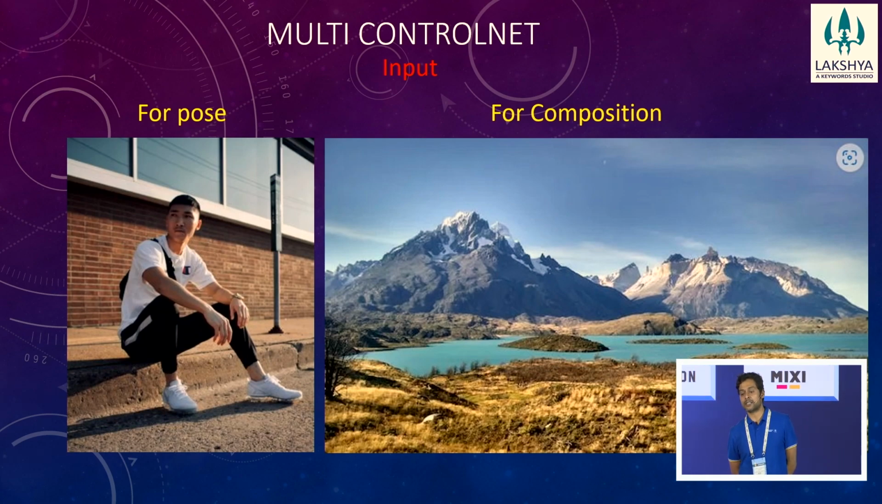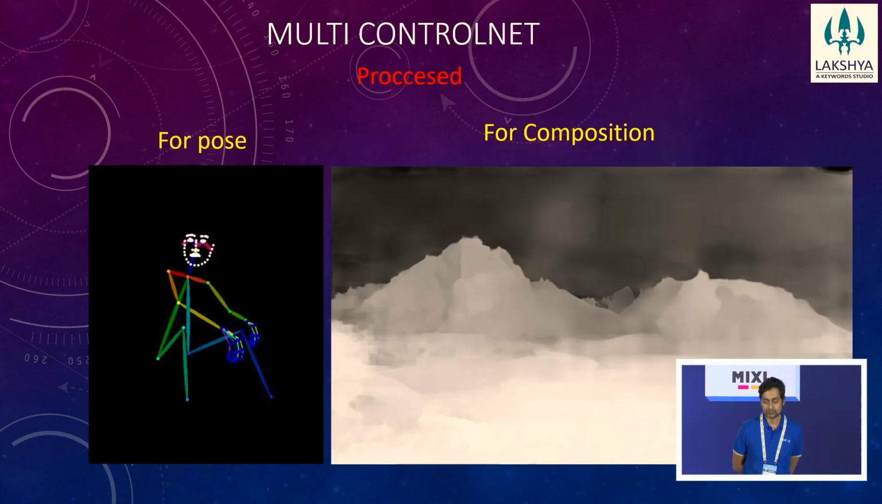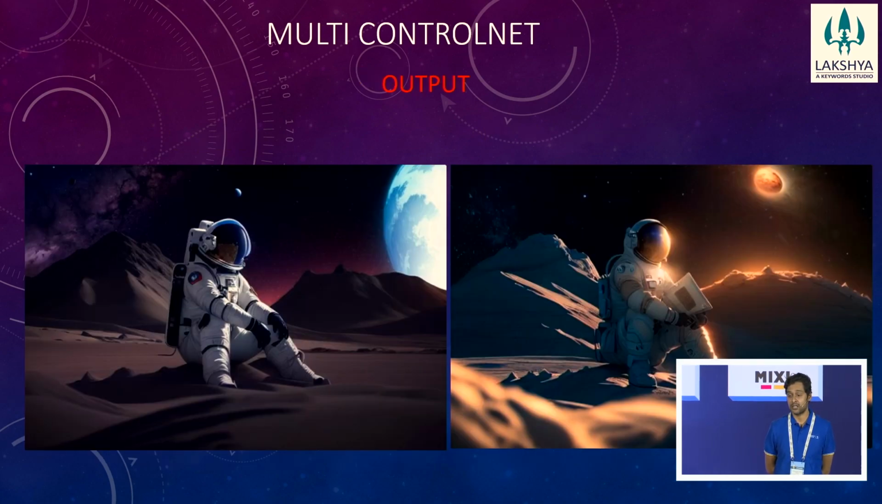Another is multi-ControlNet, where you can put in a pose and a composition, add some prompt, and generate some concept art out of that. So from that pose, I generate the control rig. From the background, I generate Z depth for composition. And using those ControlNet inputs, I put in a prompt like an astronaut sitting on a moon surface, or some alien planet surface.